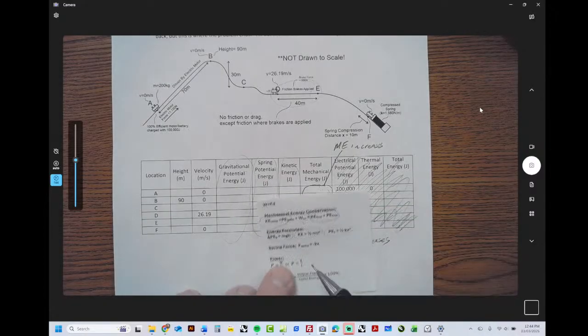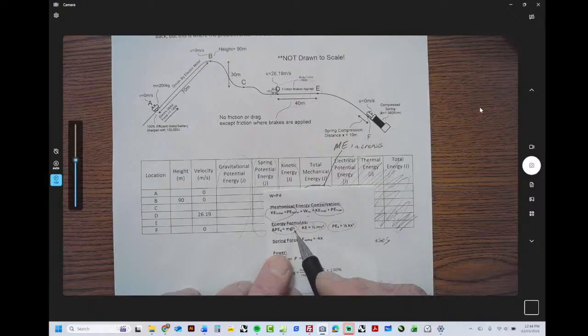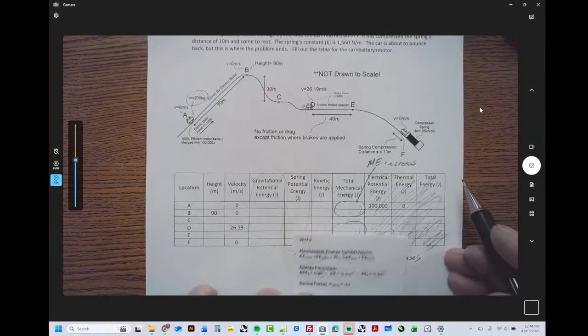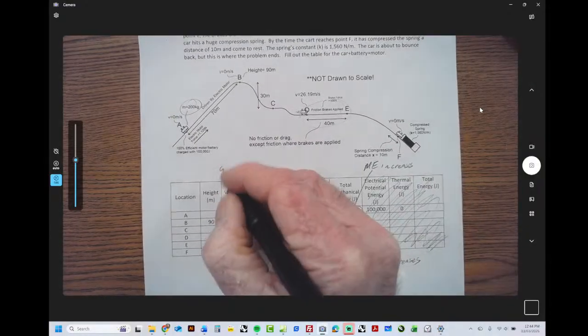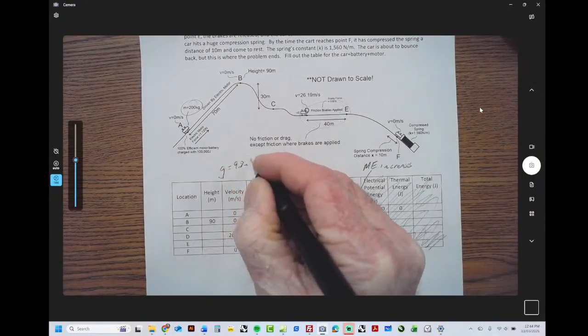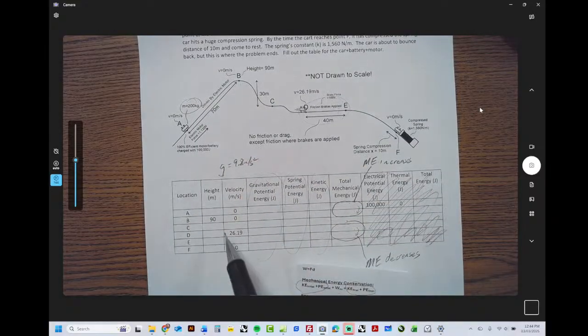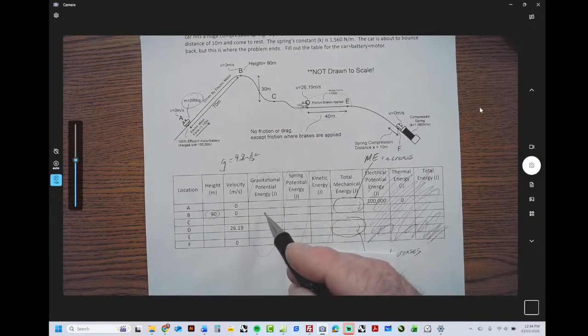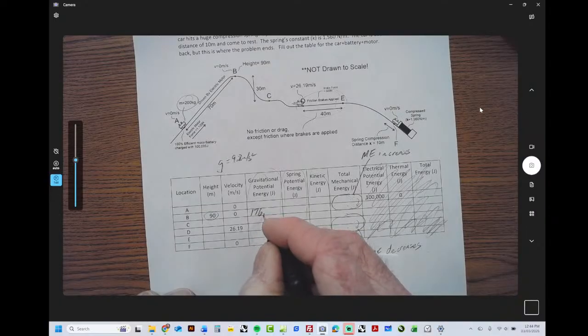So gravitational potential energy is mgh, which means, since I know the mass of this thing is 200 kilograms, and I know g is 9.8 meters per second squared, whenever I have h, which I have right there, I can calculate gravitational potential energy. So 200 times 90 times 9.8 gives me 176,400.